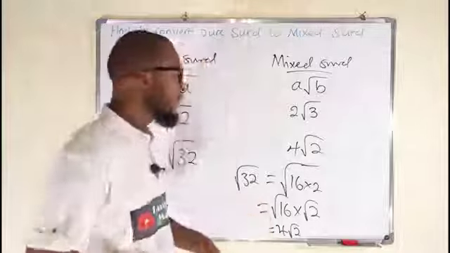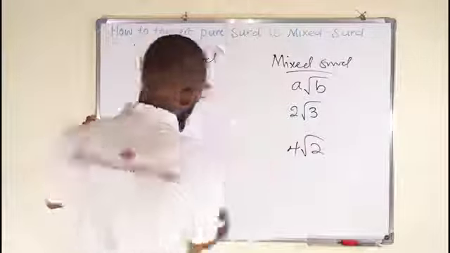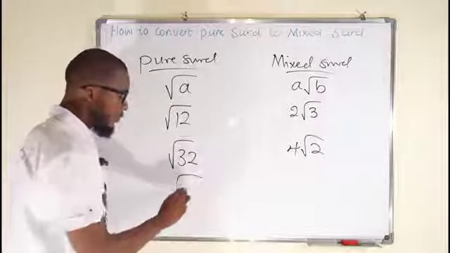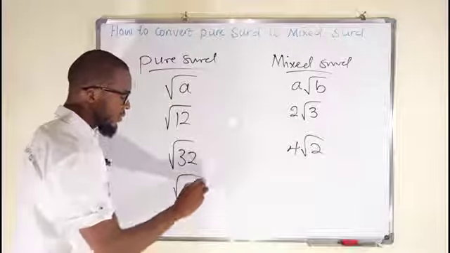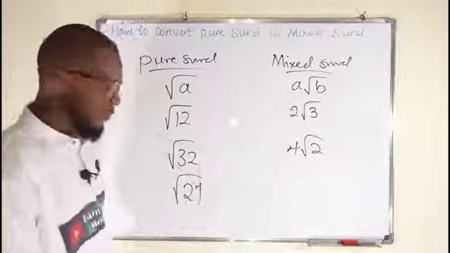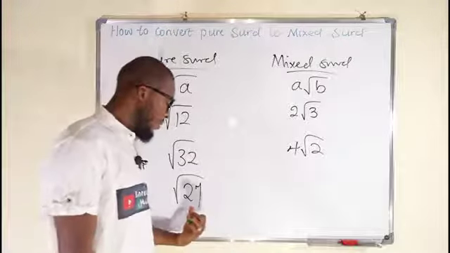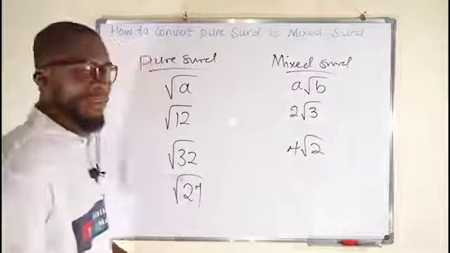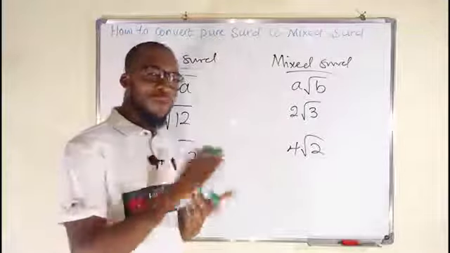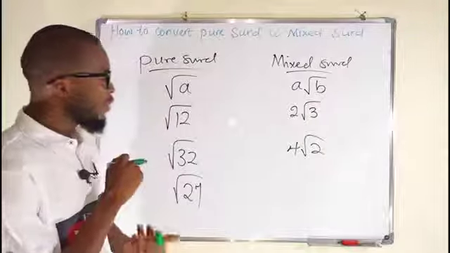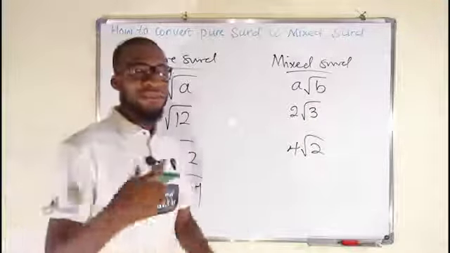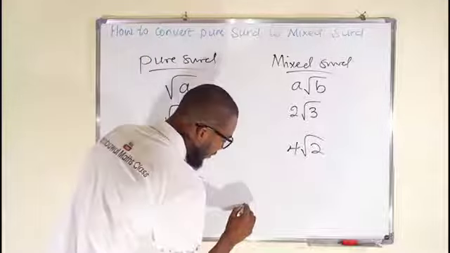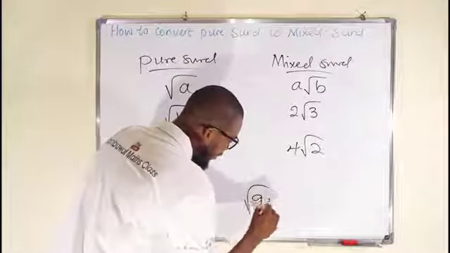Let us take the last one. Square root of 27. What are the two numbers you can multiply to get 27? But one of the numbers must be a perfect square number. 9 times 3 is 27. So we can write it as 9 times 3.